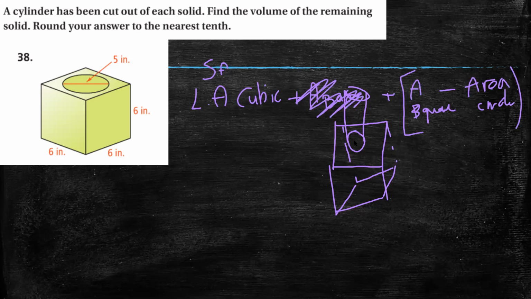here. From the top, you find the area of the square minus the area of the circle. What do I say, Anna? A square minus a circle. I'm sorry. Here, from the top, you will find the area of a square minus the area of a circle. So you'll find the surface area of this one here.